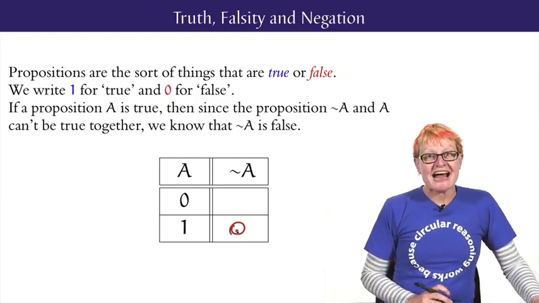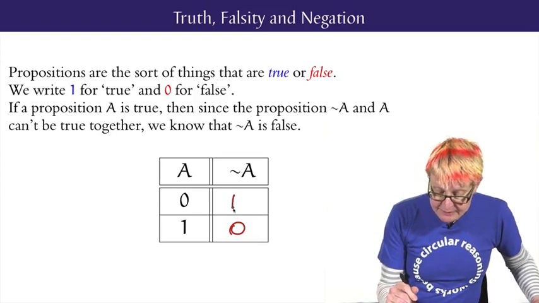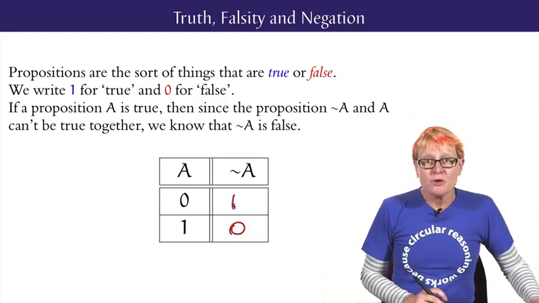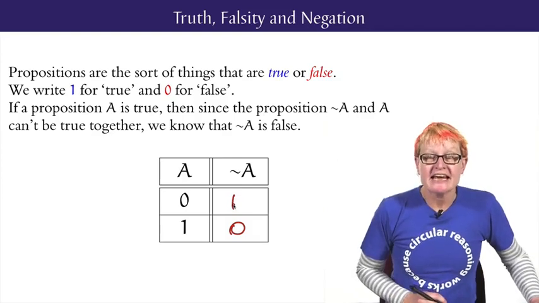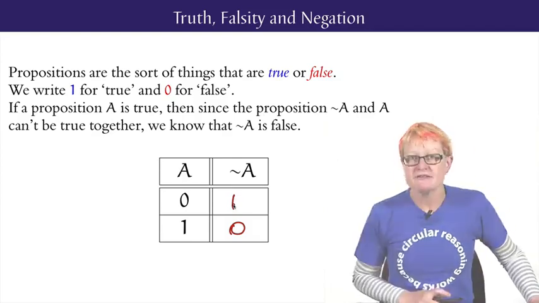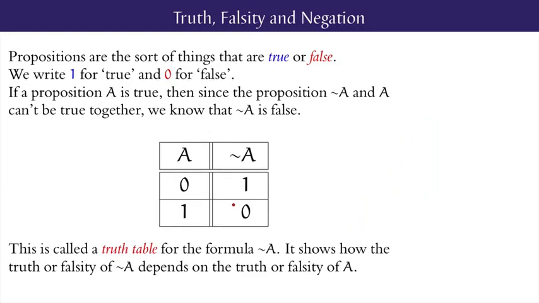Conversely, if a proposition A is false, then not A must be true. Thus, as an input-output operation, negation inverts or flips 1s to 0s and 0s to 1s. This is called a truth table for the formula not A. It shows how the truth or falsity of not A depends on the truth or falsity of A itself.